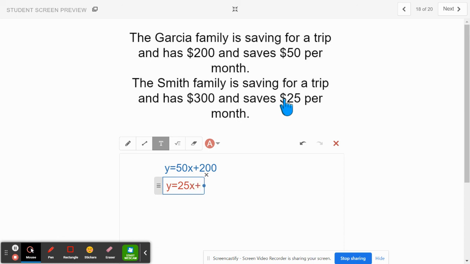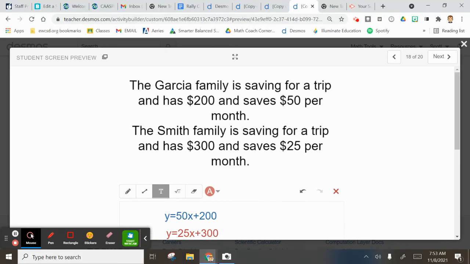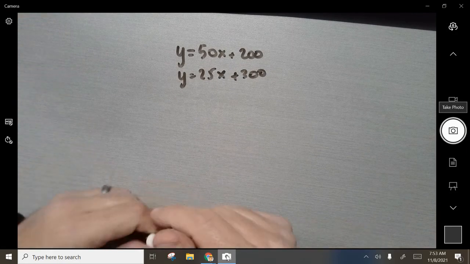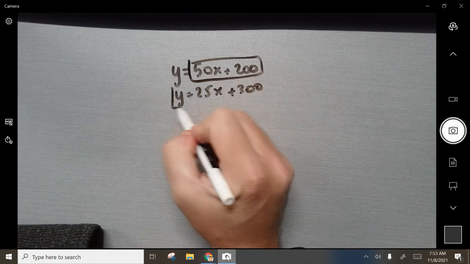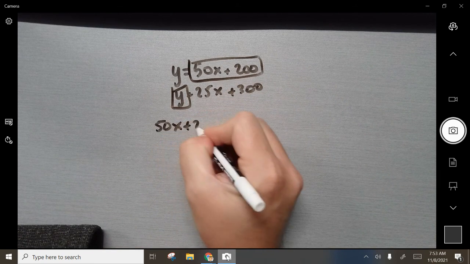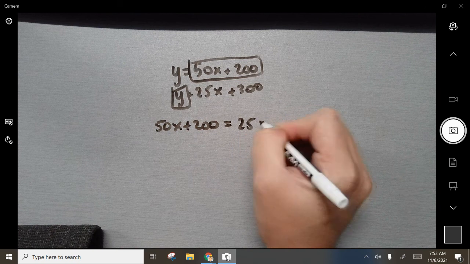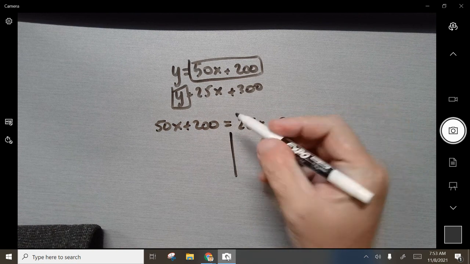So you understand why I gave you that Blooket and how important that is for you guys to get a good handle on what's going on. So could you guys now go ahead and try to solve that out? 50x plus 200 and 25x plus 300. Let's go, guys. All right. So go ahead and solve this out. Put it here. 50x plus 200 equals 25x plus 300. Move it over.